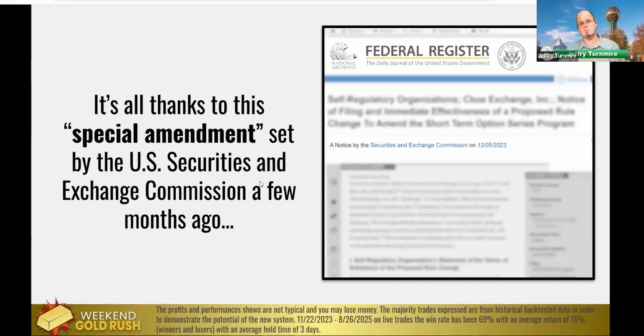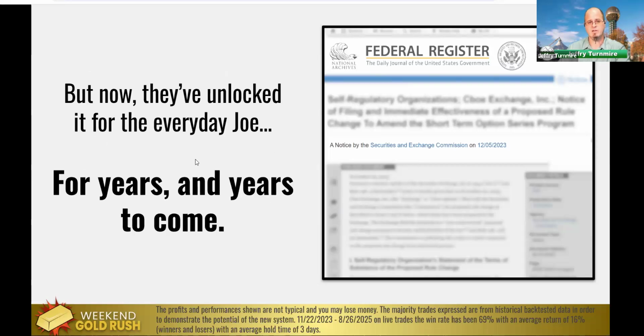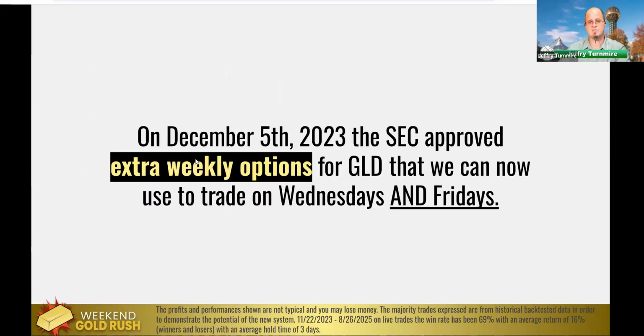It's all thanks to this special amendment by the US SEC. This thing unlocked the ability right here. This thing wasn't available. Now they've unlocked it for years to come. So here's what they did. On December 5th, 2023, they added some extra weekly options on GLD.